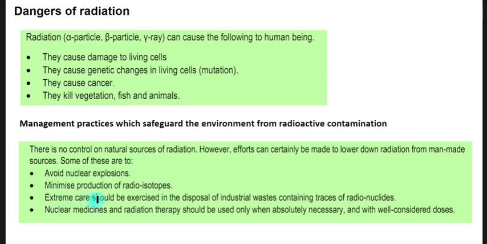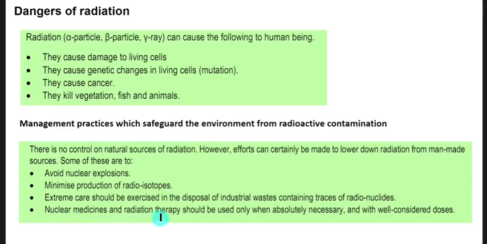Then 2, minimize production of radioisotopes. So people that make radioisotopes should stop or minimize. Don't make too much. Then 3, extreme care should be exercised in the disposal of industrial wastes containing traces of radioactive materials or radionuclides. So when you are disposing of those materials containing some radioactive materials, there must be seriousness in disposing of those.